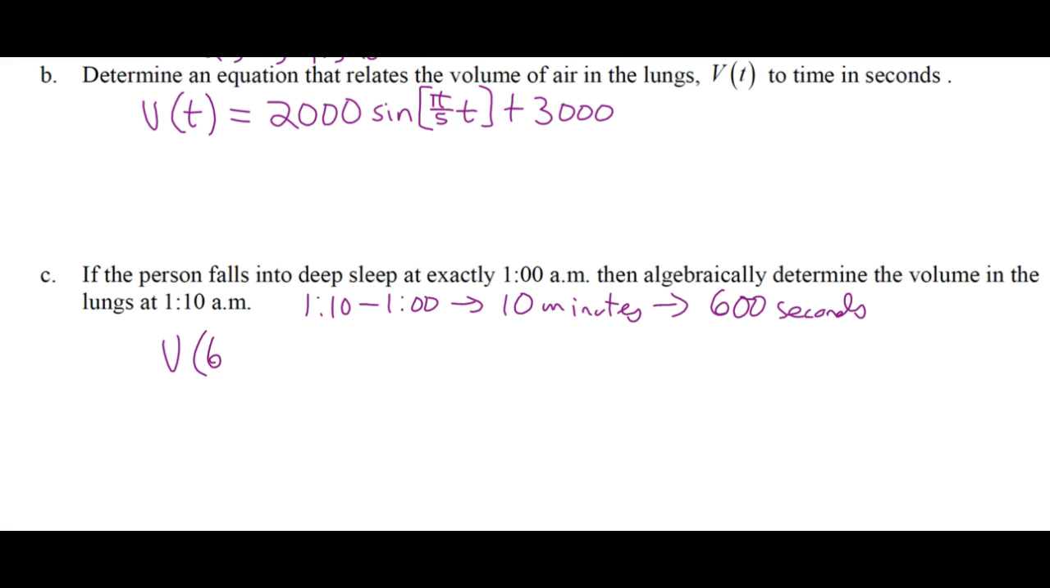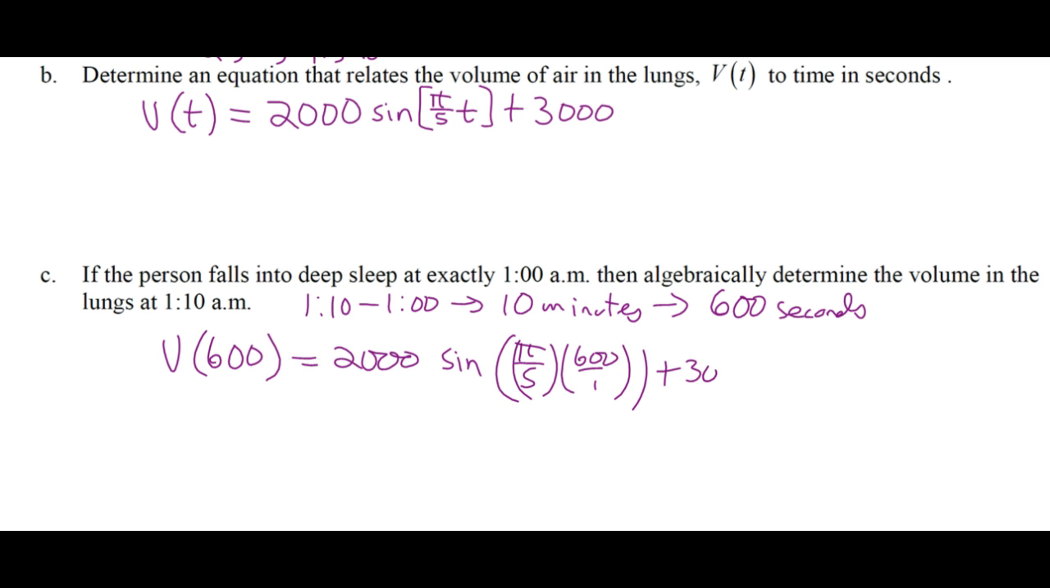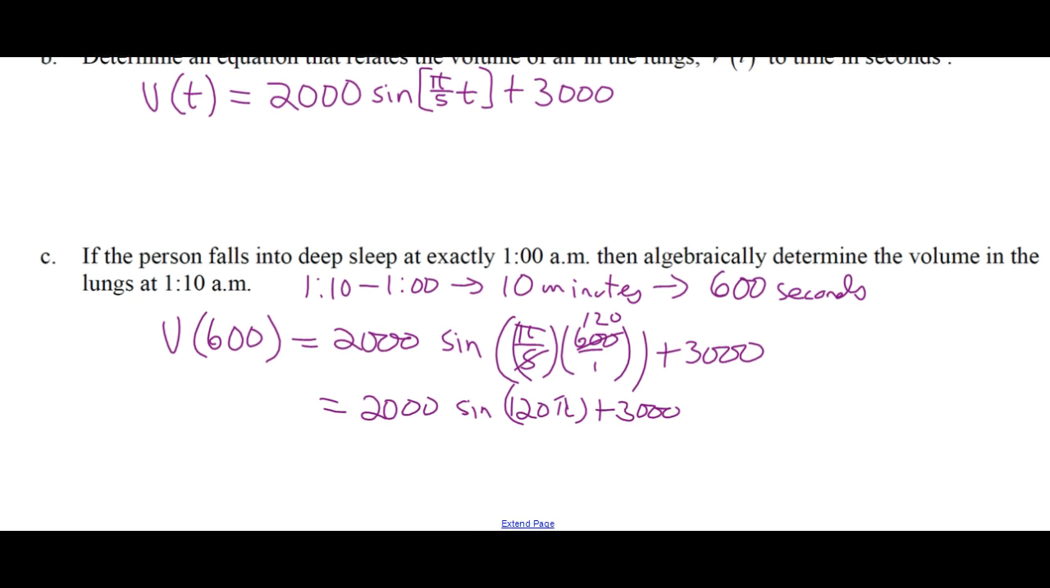So the volume at a time of 600 is 2,000 sine of pi over 5 times 600, plus 3,000. Pi over 5 times 600 is 120 pi. So 2,000 sine of 120 pi. So what's the sine of 120 pi?